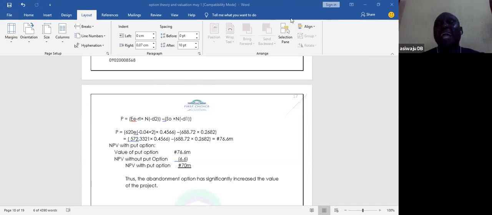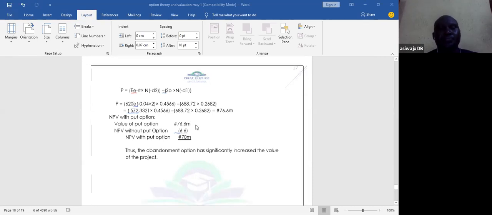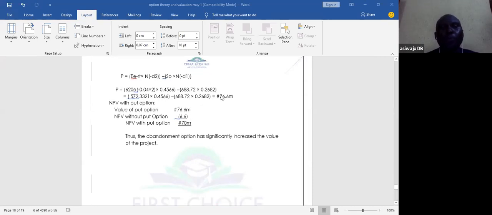So let me not digress too much out of this question. Maybe I will explain that again with voice notes, considering that I'm looking at the time. Now, please confirm that you have computed your put option price to be 76.6 million.